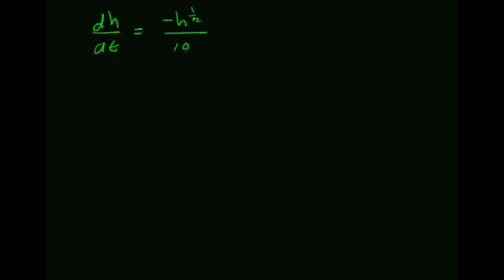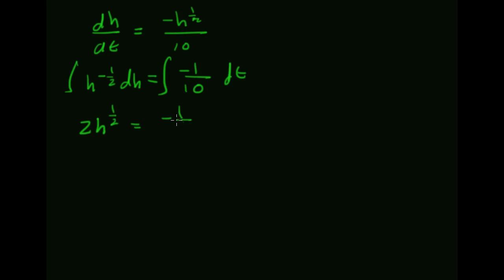So we get h to the negative 1/2 dh is going to be negative 1/10 dt. Take the integral of both sides. So this is going to become 2h to the 1/2 is now negative t over 10 plus some constant. All right, so if we throw in that the height is 5 when t is 0, that means that C has to be 2 radical 5.